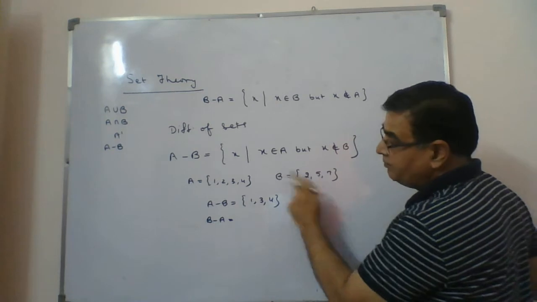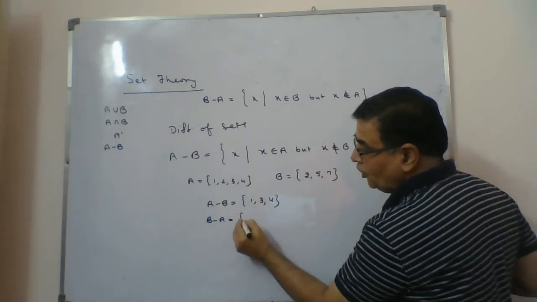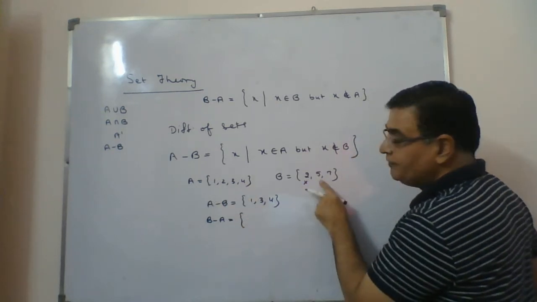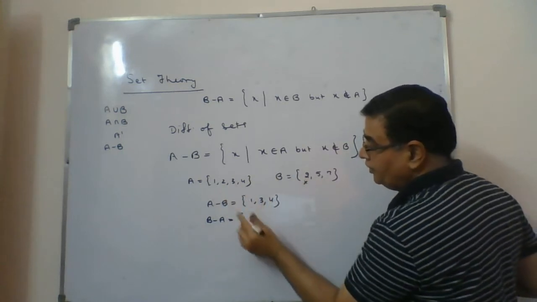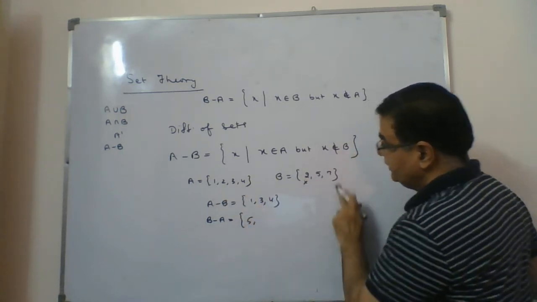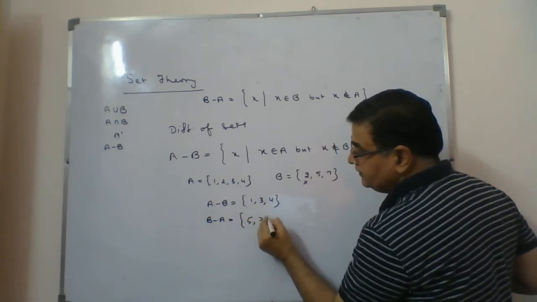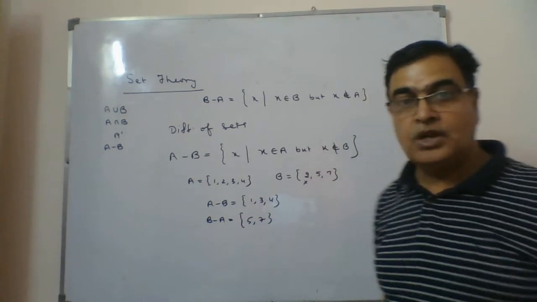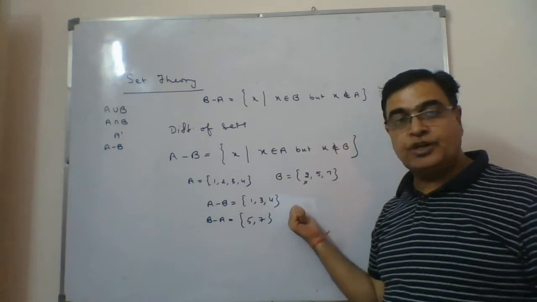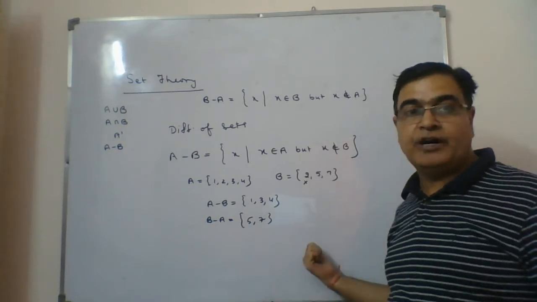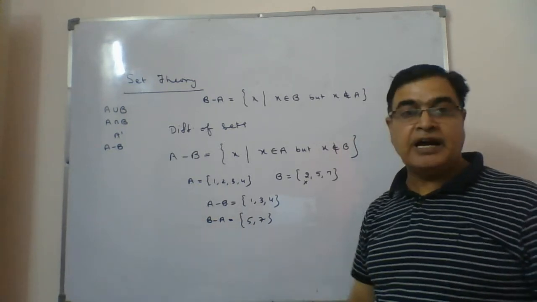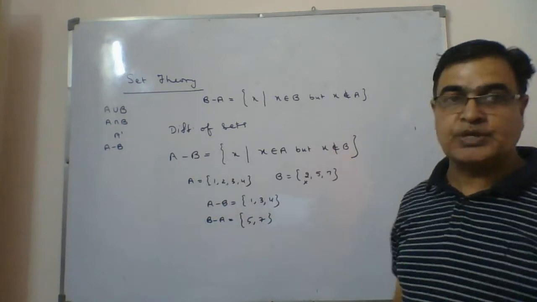2 is here but shared by A, so I should not take this. 5 is an element which is in B but not in A, so we will take 5. 7 is an element which is in B but not in A, so we'll say 7. So A minus B has 1, 3, 4. B minus A we have 5, 7. So this way we will have the difference of the two sets.